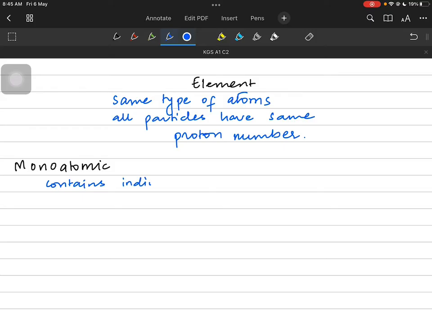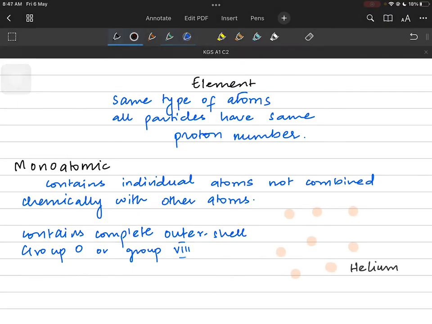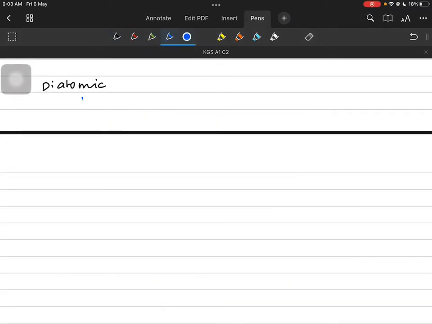Elements could be monoatomic, which means the atoms are the same kind of atoms indeed, but they are not chemically bonded to each other. They are individual atoms. They are discrete atoms. This may be because they have a complete outermost shell and they don't want to bond. That is why individual atoms are not chemically combined with other atoms. For example, we are talking largely about group 8 or group 0. You can call it group 0 or group 8. Group 0 because they have zero valency. They don't want to react. Like helium from group 8 or argon, they have complete outer shells.